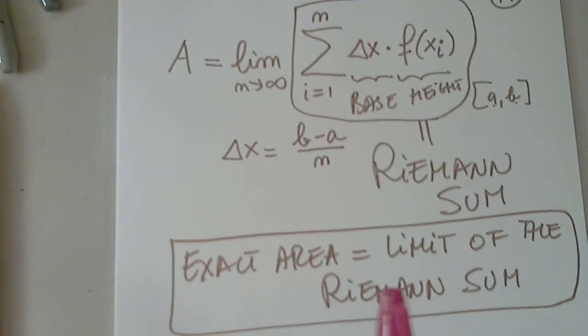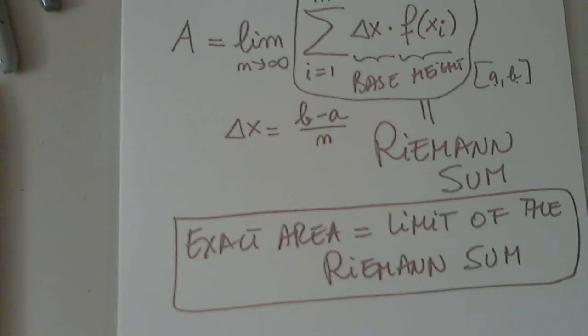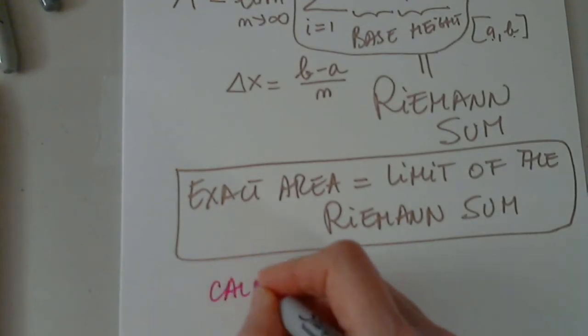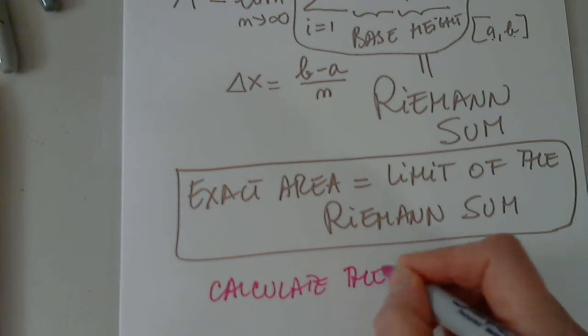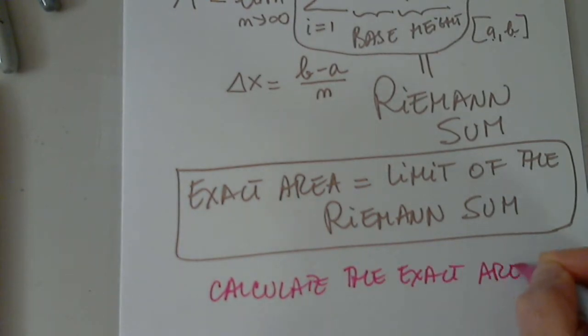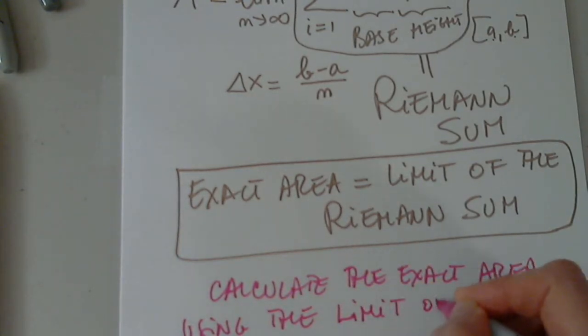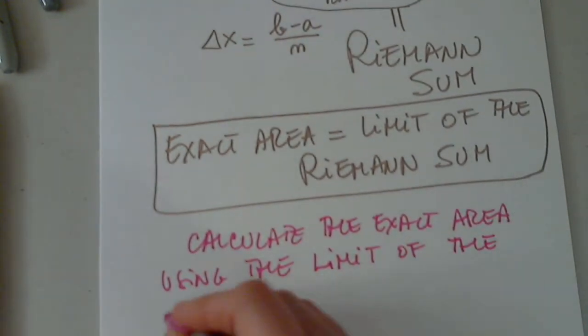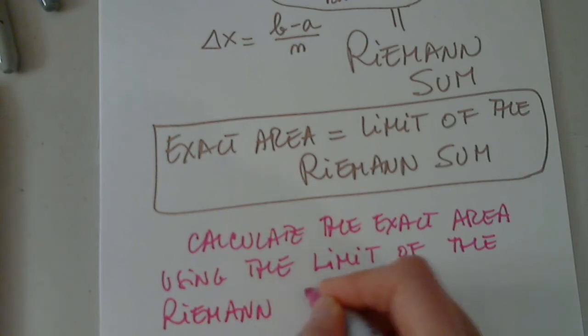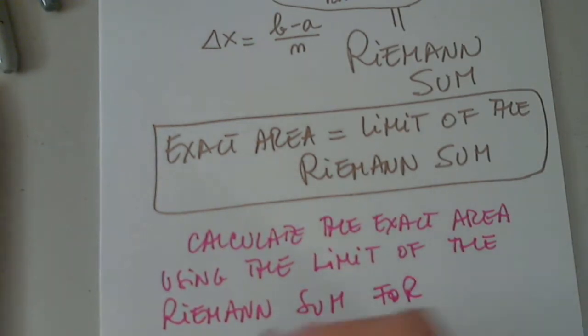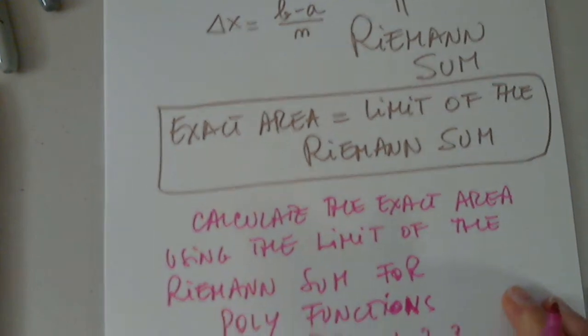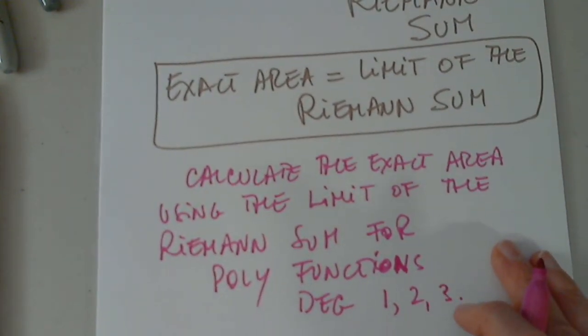Okay, so we can calculate the exact area using the limit of the Riemann sum for polynomial functions of degree 1, 2, or 3. We are not equipped with any other knowledge.